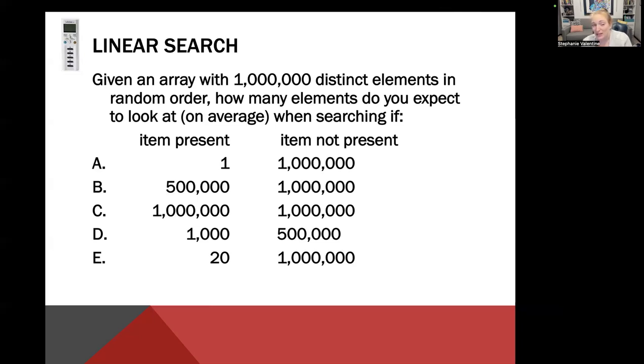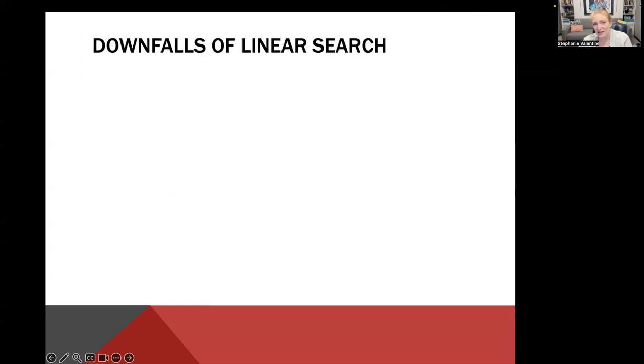If the item was present, we'd have to look through about half of the items in order to find what we're looking for. That's on average. Of course, some of them are going to be fewer than 500,000 items looked at when we try to find something, and some are going to be more than 500,000, but on average, it's going to be about half of the items present. And if it's not present, it's going to have to look through every single item. So you can see how as our array gets bigger, this linear search is getting less and less performant.